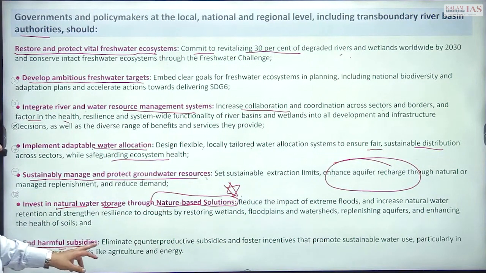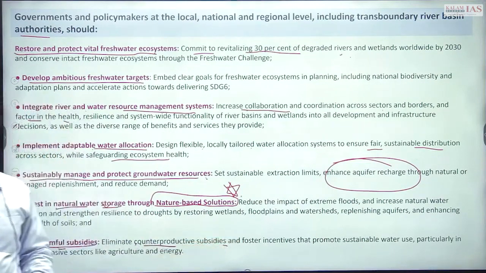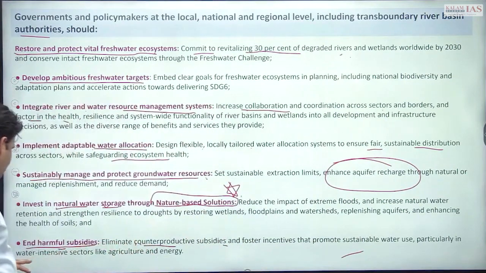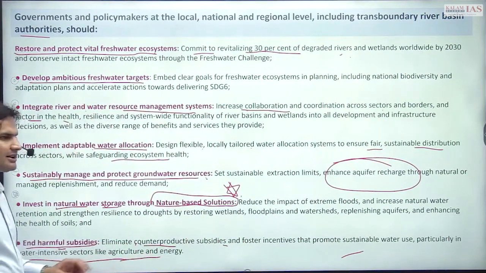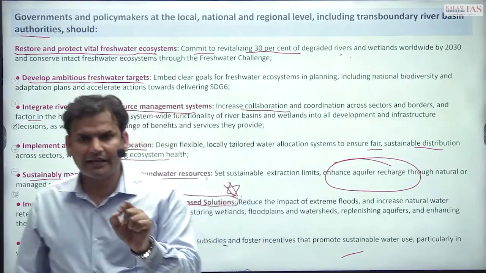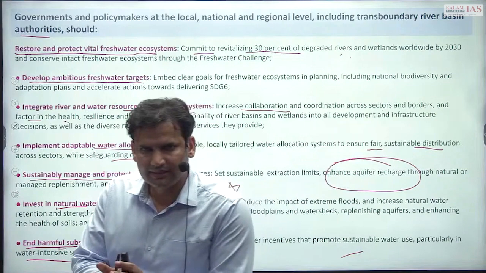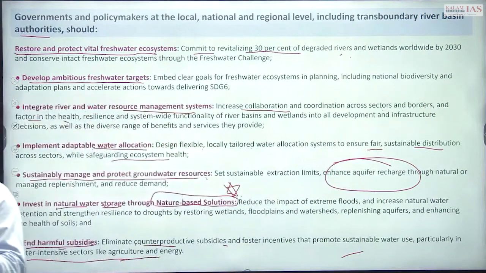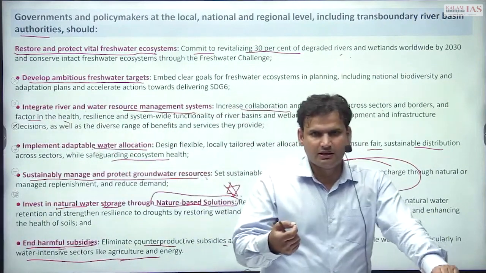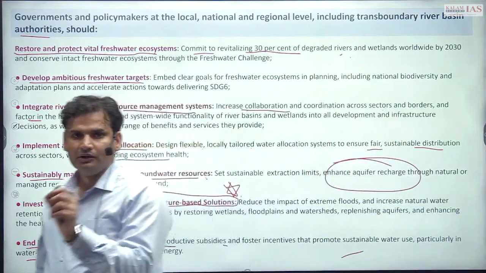And end harmful subsidies. So eliminate counterproductive subsidies and foster incentives that promote sustainable water use, particularly in water-intensive sectors like agriculture and energy. Definitely there has to be proper focus upon agroclimatic zones also, because regions like Punjab or Haryana, etc., are not geographically suited naturally when it comes to growth of rice, etc.